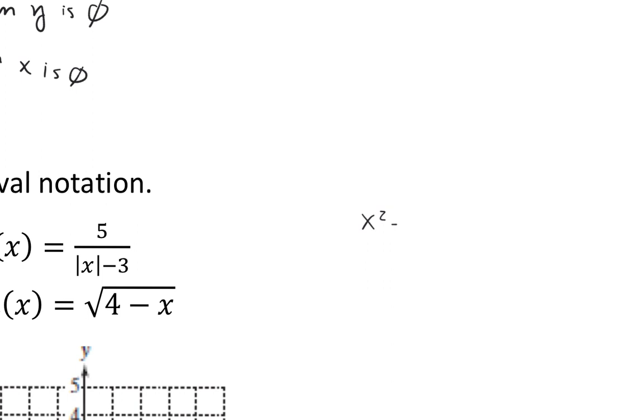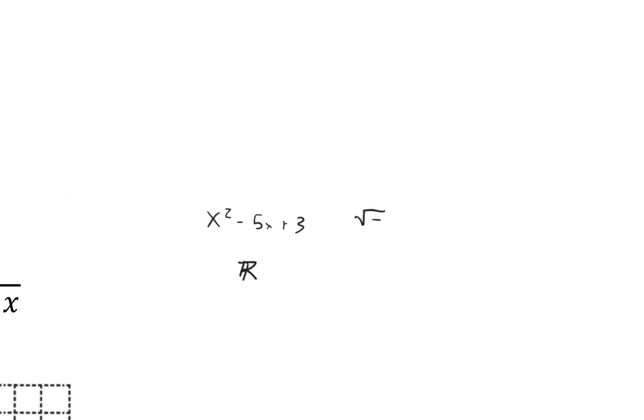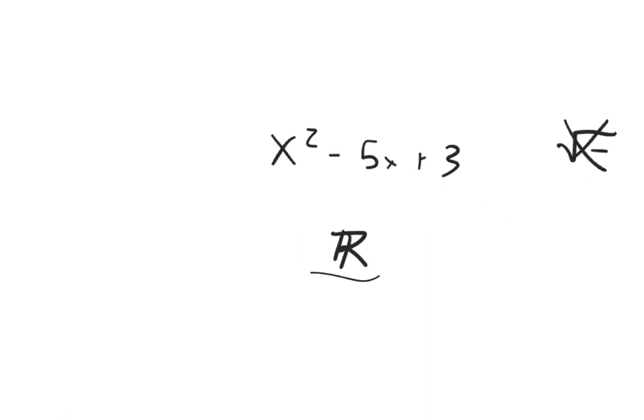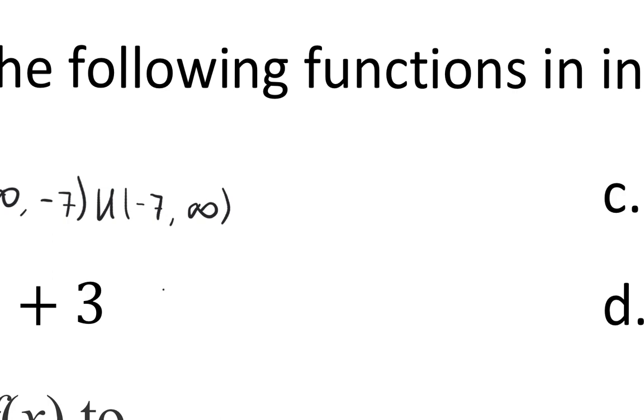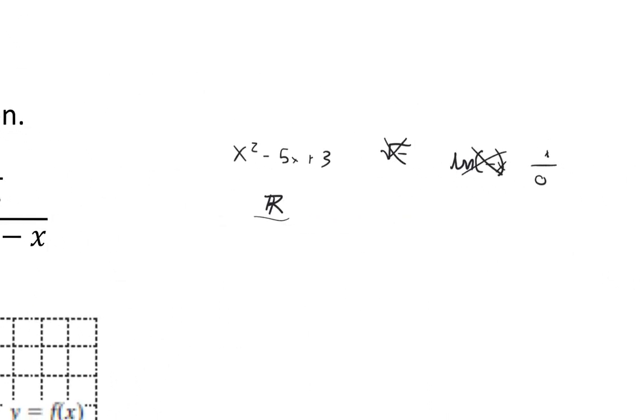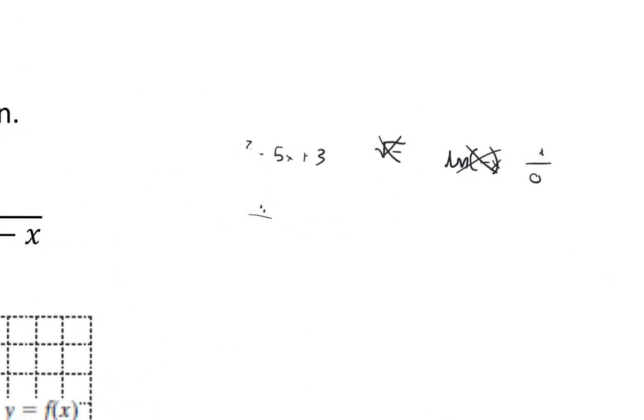Perfect. Now on to the next problem, we have x squared minus 5x plus 3. Polynomials don't really break anywhere. So this is going to have a domain of all real numbers, because there's nowhere where we're taking the root of a negative, nowhere where we're taking the log of a negative, and nowhere where we're dividing by 0. So we are good everywhere, which gives us a domain from negative infinity to positive infinity.